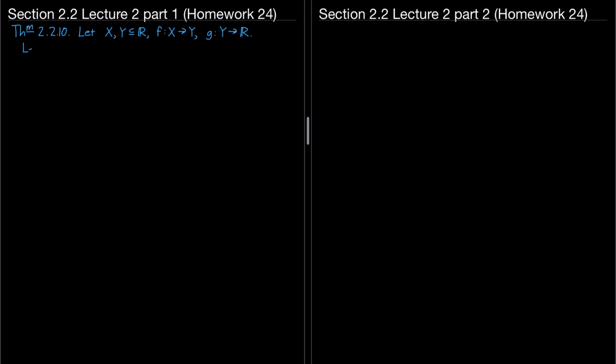Let A be a point in X, and we're going to suppose F is differentiable at A, and also that G is differentiable at the point f of A. Then the function G composed with F is differentiable at A.